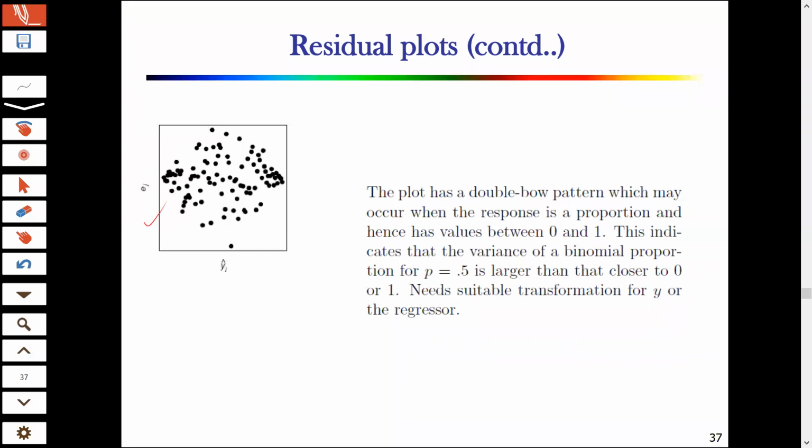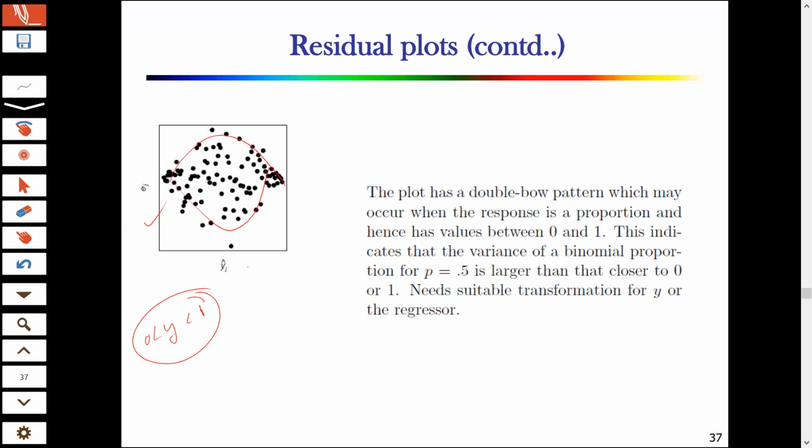And look at, this is not perfect. The plot has a double bow pattern, which may occur when the response is a proportion and hence has values between 0 and 1. Like if the response variable y has values between 0 and 1, this may happen here. This indicates that the variance of a binomial proportion for p equal to 0.5 is larger than closer to 0 or 1. It needs a suitable transformation for y or the regressor.